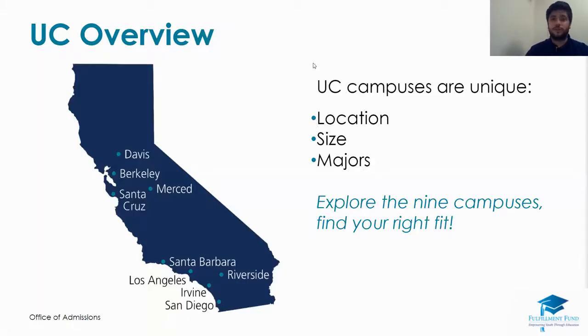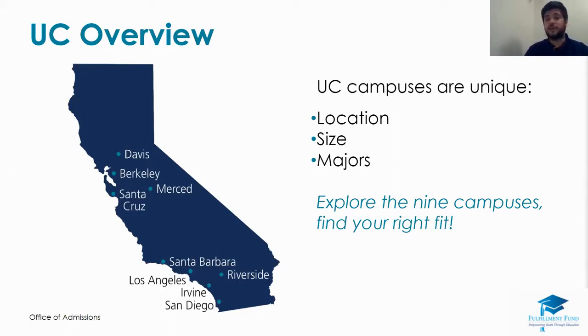To get started with the UC system and a little bit of an overview, it's important to know that, of course, in the UC system, there are 9 UC campuses that are spread throughout California. As you can see here on this map of California, some of them are closer to the coast, like us at UCSB, where we're literally located on the beach. And some of them are in the Central Valley, like Merced, or closer into the central area of California.